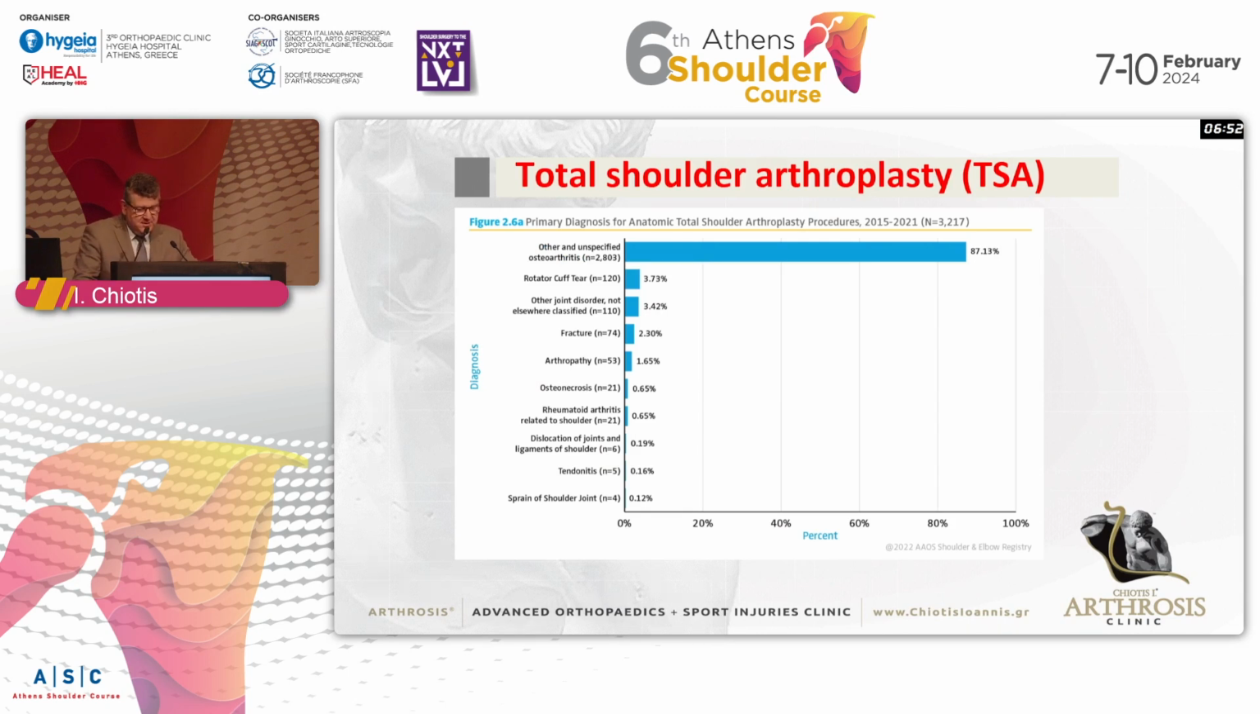This is a table from the 2022 AOS registry, and we see how many primary diagnoses there were for anatomic shoulder arthroplasty procedures from 2015 to 2021.